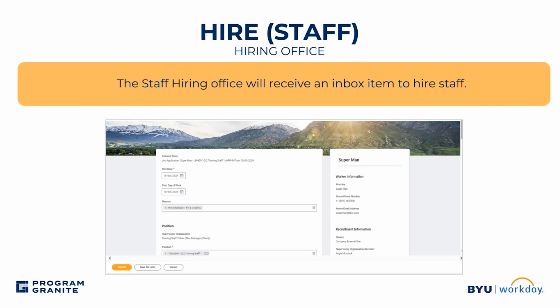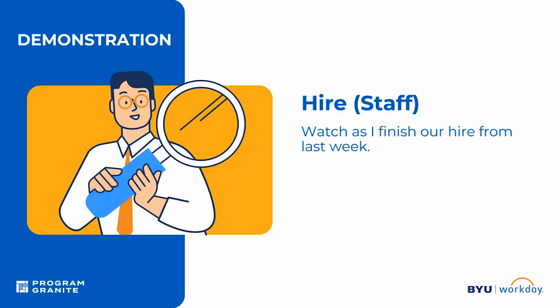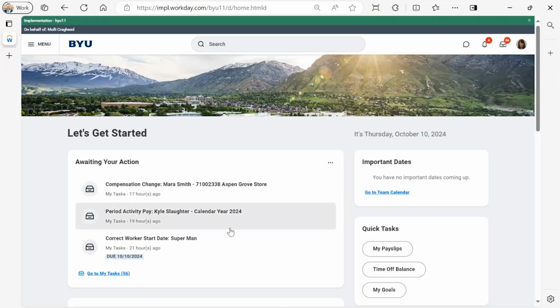We'll talk more about that in just a moment, but let's go through the staff hiring office. They're going to receive an inbox item. So you're wondering, how will they know to do this? Workday will tell them, you have a hire that's ready to go. And this is some of the information about that hire. So let's take a look as I finish the hire from last week.